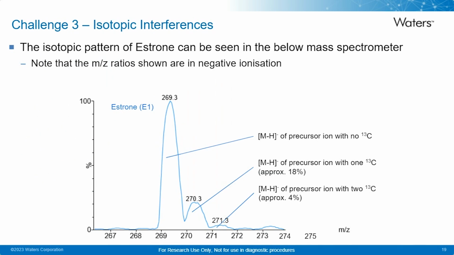And you can see this pattern nicely in the mass spectrometer when the compound is infused. So you can see at 269.3, we have the main estrone peak, which is 1 mass unit less because we are ionizing in negative ionization mode. And then at approximately 18% of the total response of this main peak, we see a second peak having a mass to charge ratio of 1 unit higher, and then a third peak at approximately 4% of the total response being 2 mass units higher.